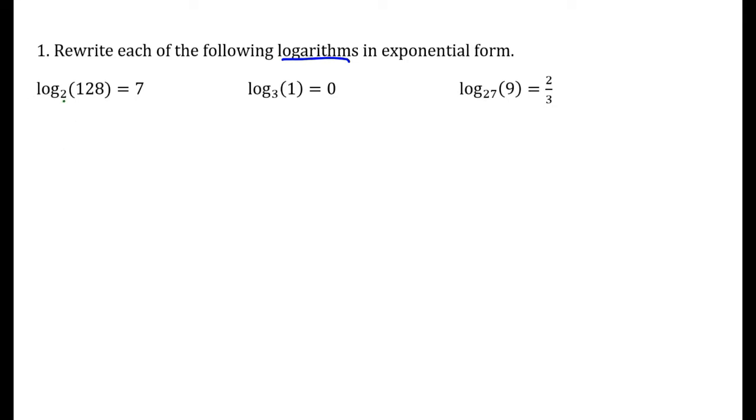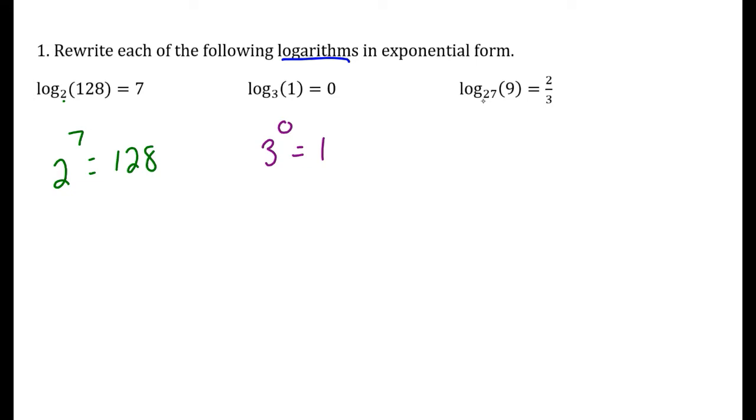This says 2 to what power gives me 128? Well, 2 to the 7th power is 128. That's a true statement. Log base 3 of 1 is 0. Well, what this says is 3 to what power gives me 1? Well, 3 to the 0 power is 1. That's a true statement because any number to the 0 power is 1.